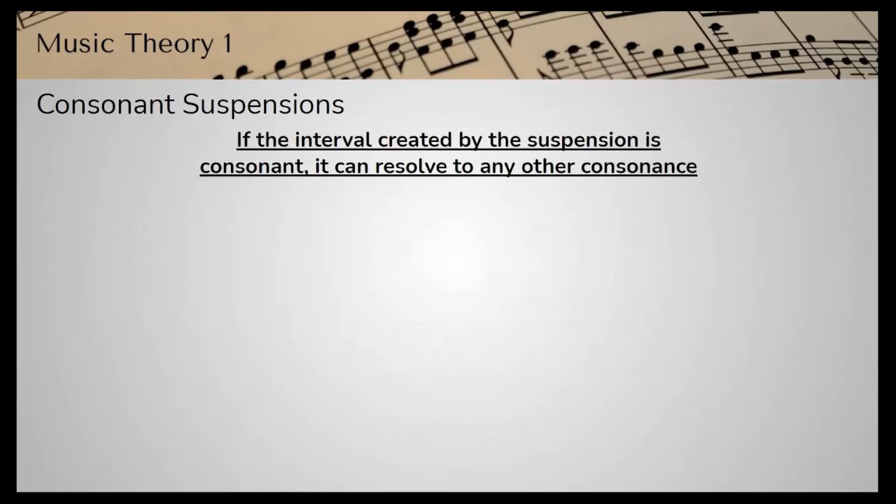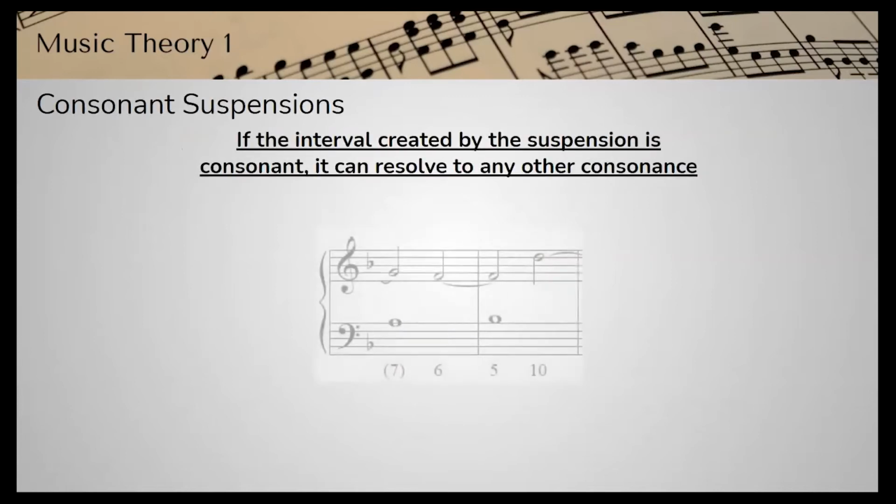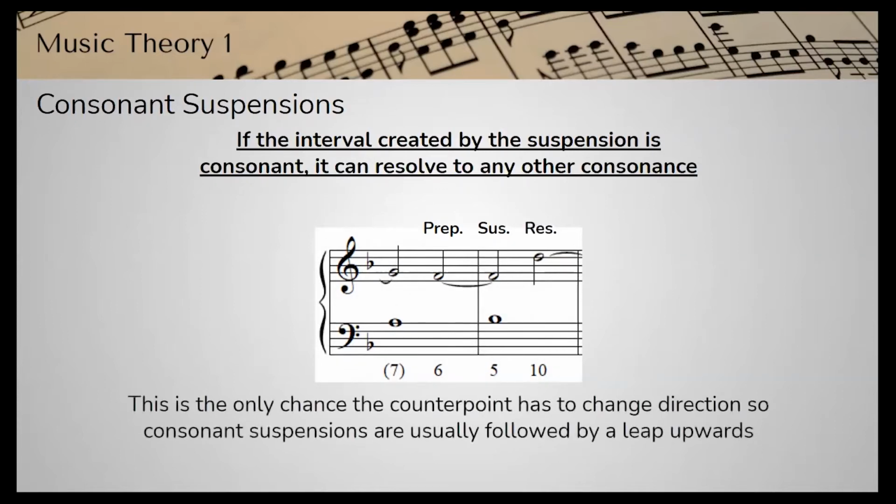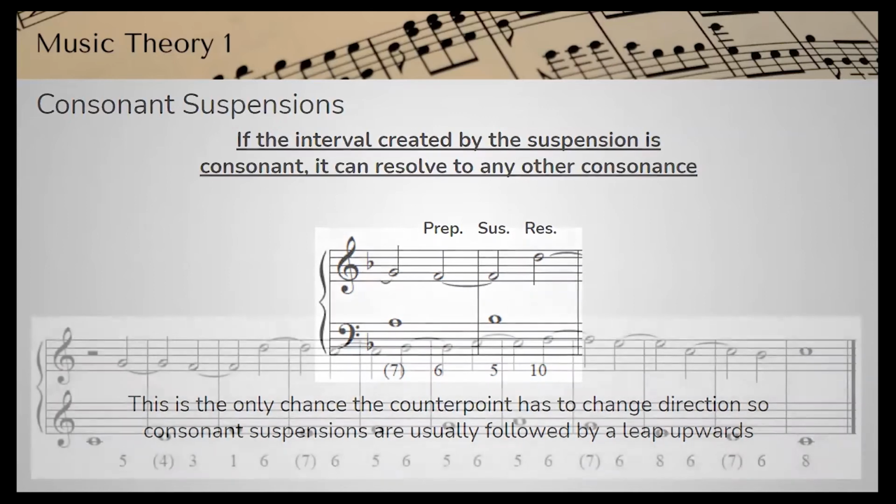So to counter that, we can take advantage of a consonant suspension, which does not need to resolve down by step. So in this case, we have a sixth as our preparation, which becomes a fifth, which is still consonant, which means it does not need to move down by step. It can move up to a different note. And that's often what happens. Since this is the only chance the counterpoint has to change direction, we often use consonant suspensions to change that direction. So they're often a leap upwards.